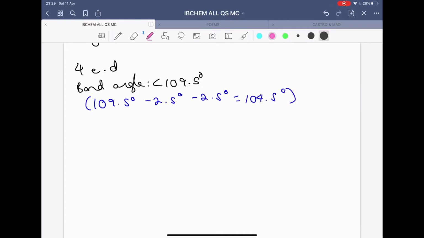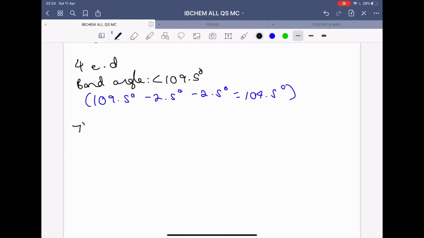Everything I'm doing in pink highlighter, it's just a basic structure you should know for if an exam question shows a molecule, and this is actually a good revision technique or a good strategy to help you identify the geometry.